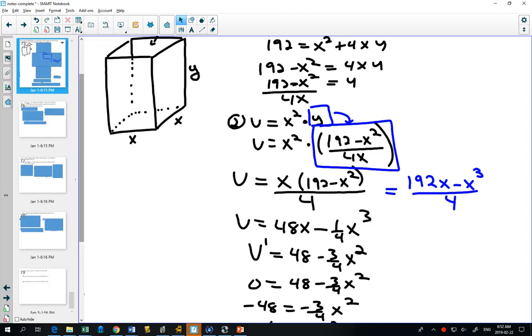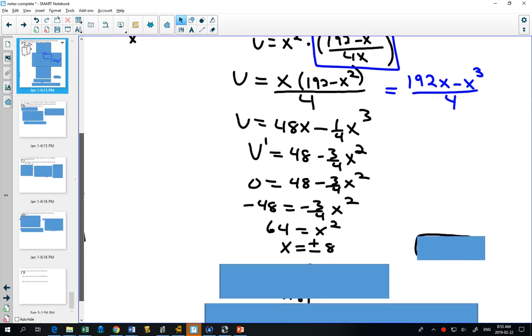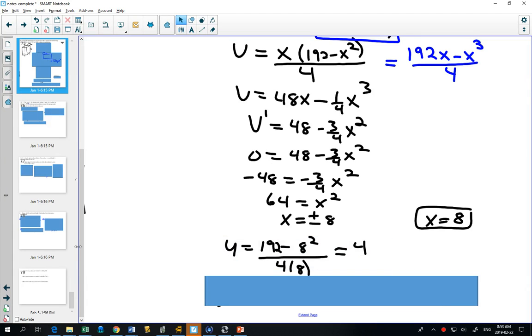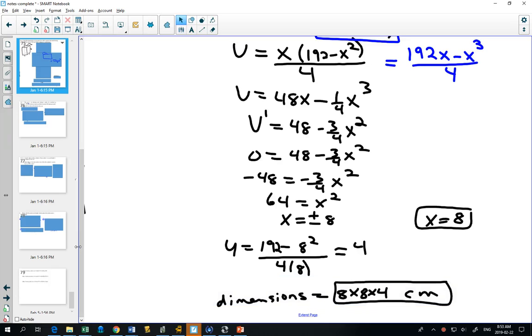All right. So scroll down again here, and we get x is equal to plus or minus 8. Of course, it only makes sense if x is positive, because we're dealing with an actual object. You can't have a square base of side length -8 to make a rectangular prism, and then plug it in to find y, and our dimensions will be 8 by 8 by 4 centimeters in the end. Since all the numbers are nice, technically this could be a non-calculator question, so we could solve it all the way.